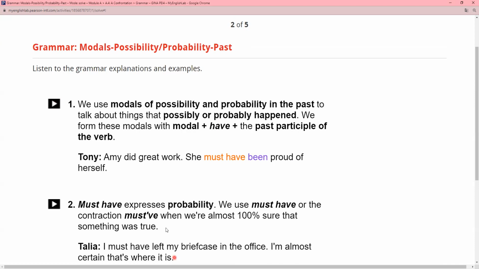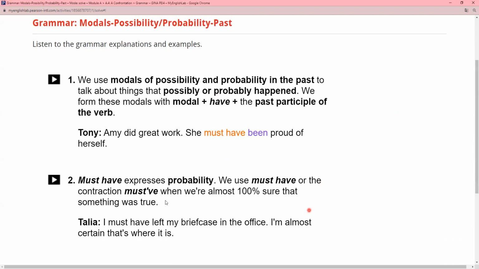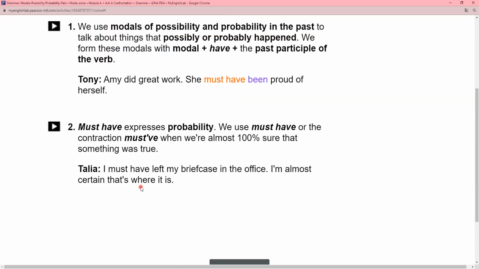Okay, so we're going to talk about modals of possibility and probability in the past, all the context that we're going to see since now, right? It's going to be related to the past. Okay, so notice that we have Amy did great work. She must have been proud of herself. So that's a context in the past. Let's remember that we're going to talk about things that possibly or probably happened. Okay, so that is the idea of all of these points, right? So all the context that we're going to see then, it's going to be related to the past. Now we're going to continue with the first modal that we have, and it is the usage of must.